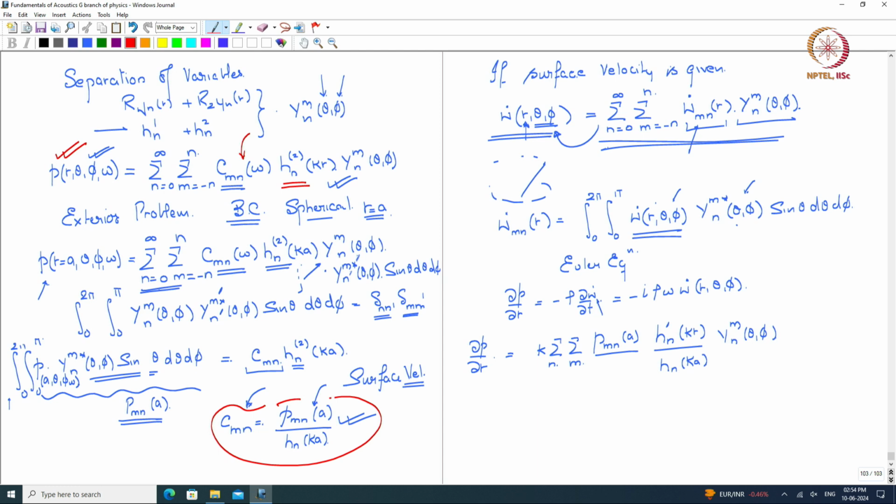Okay, so this now is equal to minus i rho omega w dot (r, theta, phi). Okay, so you see we are going to find the relation between p_mn and w dot. Once that is done, this expression is known. Okay, so let's go ahead and do that.